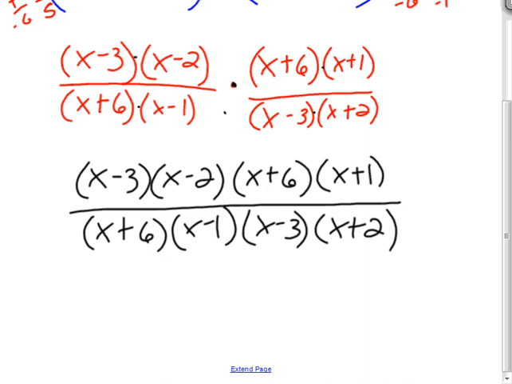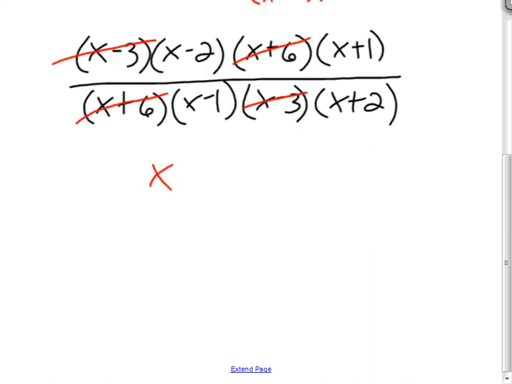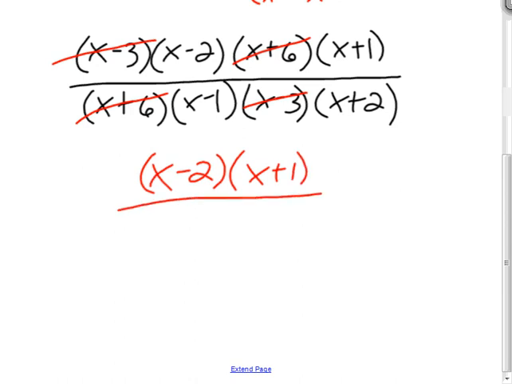So now I go through what's exactly the same thing in the top and the bottom. An x minus 3 and an x minus 3, exactly the same. They cancel out and become 1. And then I also have exactly x plus 6 and x plus 6. Those cancel out. And I also get 1. So my numerator is left with x minus 2, x plus 1. My denominator is left with x minus 1 and x plus 2.